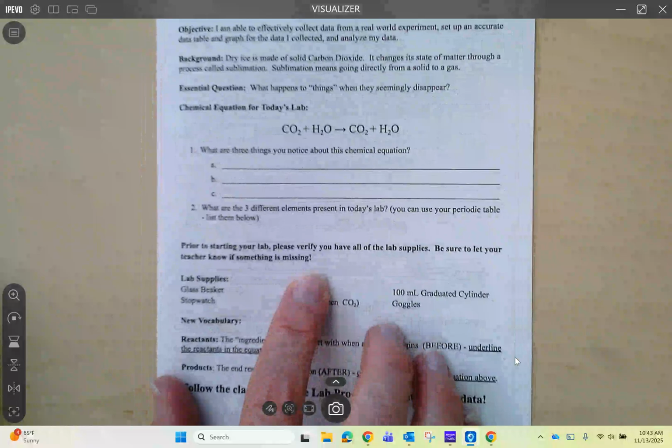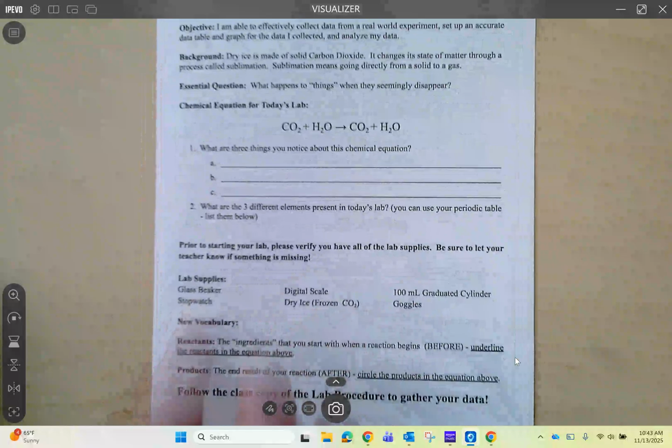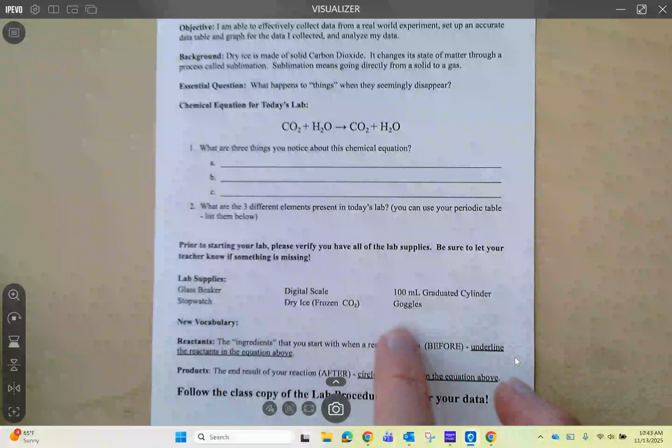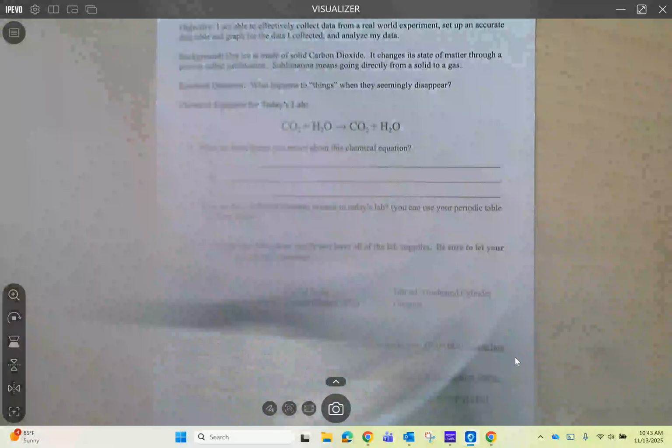Okay. When you guys are here tomorrow and we're getting started, the lab supplies you will see in your bin are a glass beaker, a stopwatch, a digital scale, a 100 milliliter graduated cylinder, and you'll have goggles either in your bin or on your table. You will be coming up to collect dry ice at some point throughout the lab. So let's go ahead and take a look at our bin of materials so you know exactly what you're going to see. So again, you will have this beautiful beaker here.